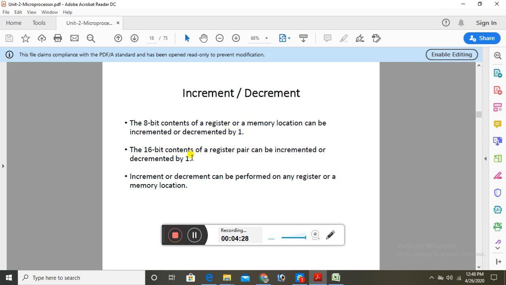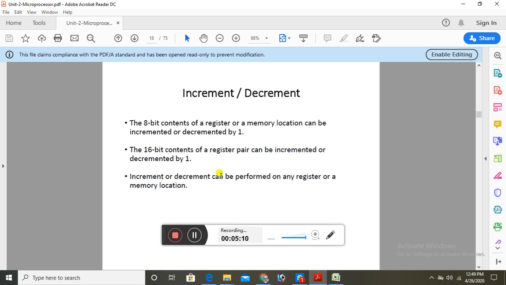The 16-bit contents of a register pair can also be incremented or decremented. What are the register pairs available in 8085? BC, DE, HL, SP, and another one is PC. The BC pair, DE pair, HL pair, stack pointer and program counter can be incremented or decremented by 1. Suppose the HL pair contains 8500. If I increment the HL pair, it will become 8501.